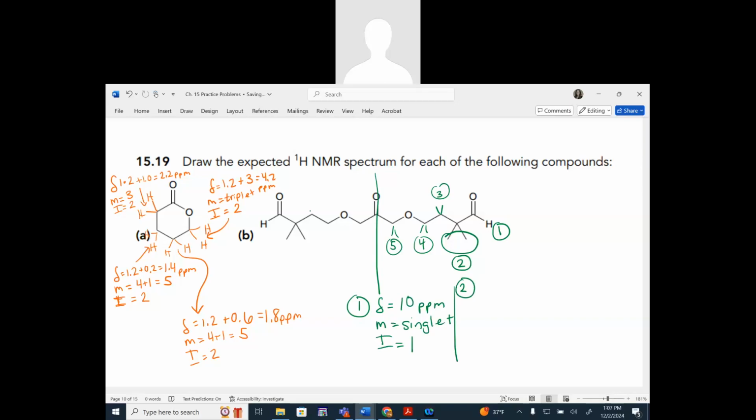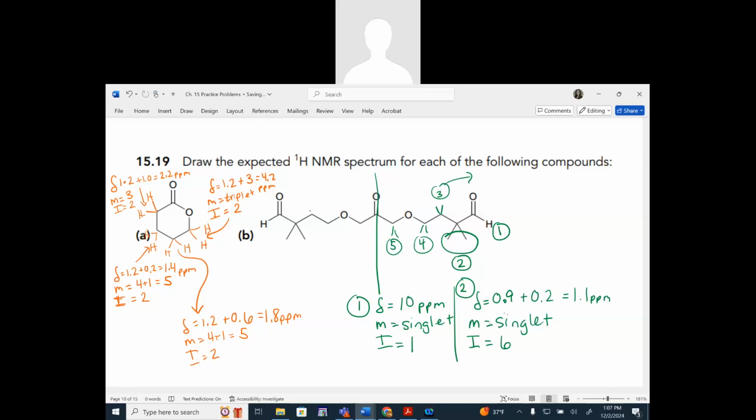So we have integration of 6 protons, 2 methyl groups. We'll do that first. Our delta, so we start at 0.9 for methyl protons, and these are going to be alpha to a carbonyl. So we would add, I'm sorry, these are beta rather to a carbonyl. So we add 0.2, not 1.0. So we get our shift approximately 1.1 ppm. Then we see our multiplicity. We have no neighbors here. So again, another singlet. All right, so let's move to group 3.